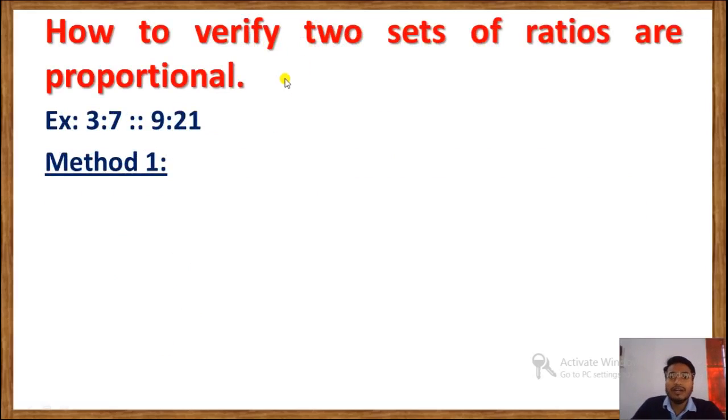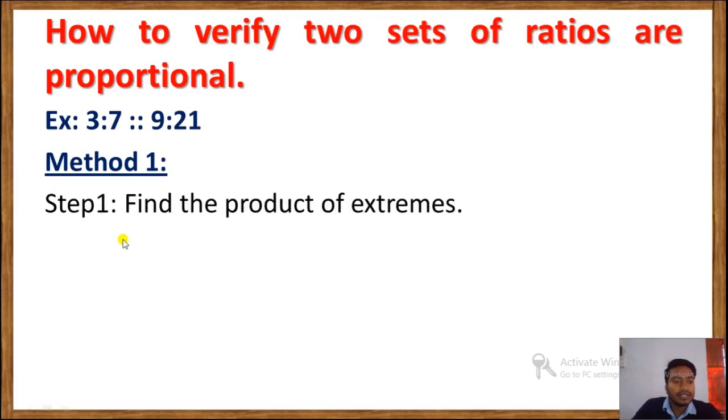Now, how do we verify whether two sets of ratios are proportional? We can verify this with the help of two methods. Let's discuss them one by one. For example, here we have 3 is to 7 as 9 is to 21. Method number 1. Step 1: find the product of the extremes. We have 3 and 21 as the extremes. So we multiply 3 by 21 and we get 63.